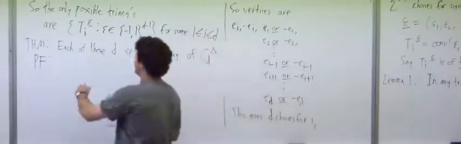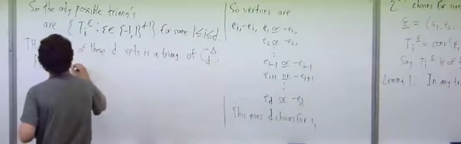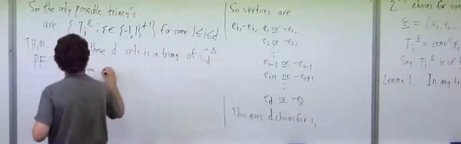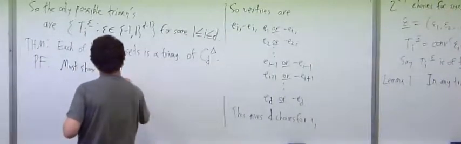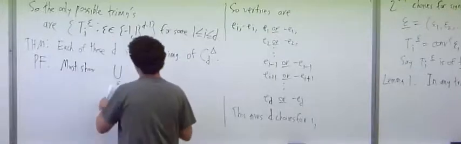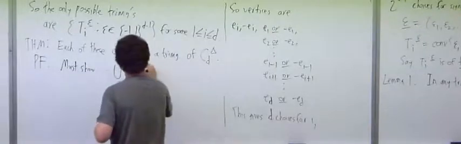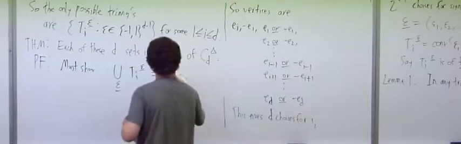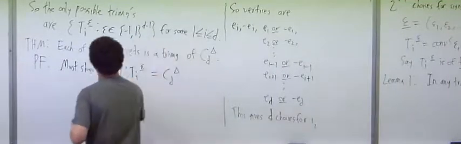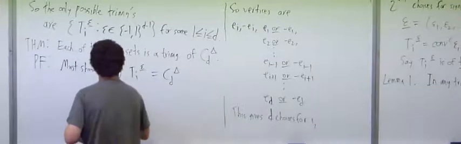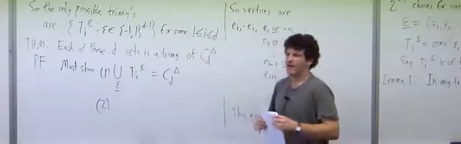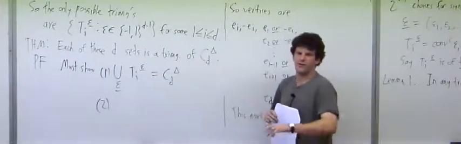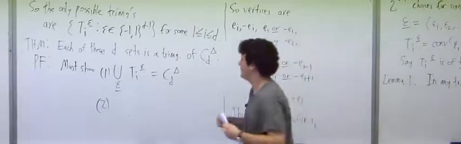The first thing I need to show is that the union over epsilon of Ti epsilon actually is the whole thing. And second, I need to show that the intersection of any two of these actually is a face.